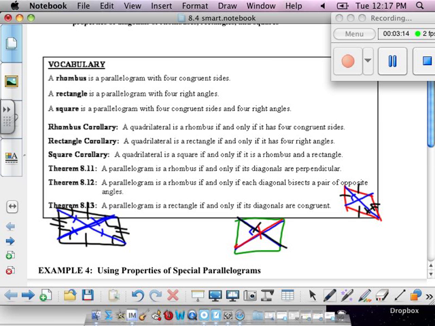Okay? All right, these are important. They are so important that we are going to do some vocabulary words. Okay, let's see. We've got what here?